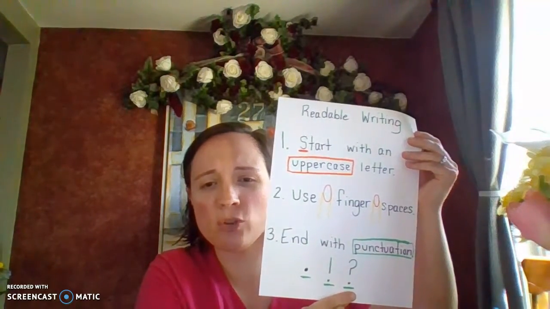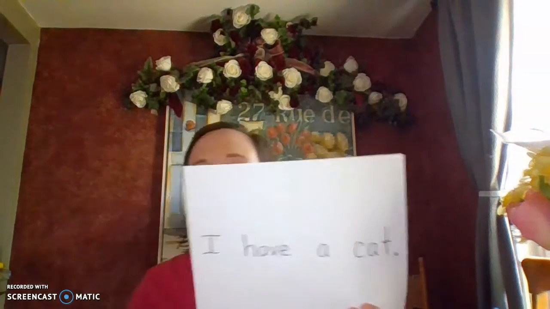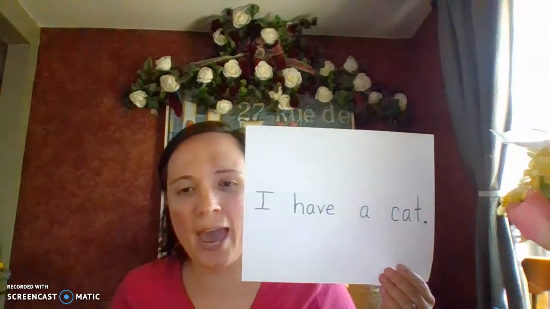So if you'd like to do this with me, go ahead and get a piece of paper and a pencil, because I am going to show you an example of a sentence that I wrote. So go ahead and get your pencil and your paper. Here is my sentence. It says, I have a cat.